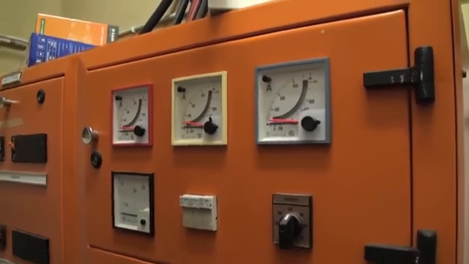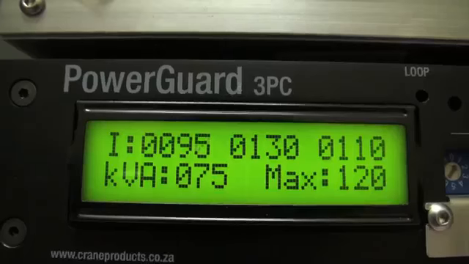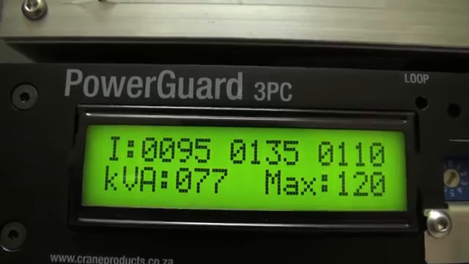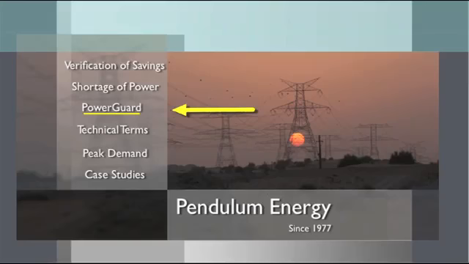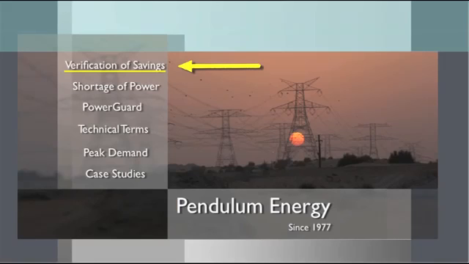However, PowerGuard is not concerned with the power factor at all, because that's an entirely different discipline. We merely explain the reason for the demand charge being measured in kVA. PowerGuard raises the efficiency of an electrical installation by managing it in such a way that the generation of a peak is curtailed. If you want to know how PowerGuard achieves this, please go to the main menu and select PowerGuard. For actual results achieved by PowerGuard, please select Verification of Savings on the main menu.